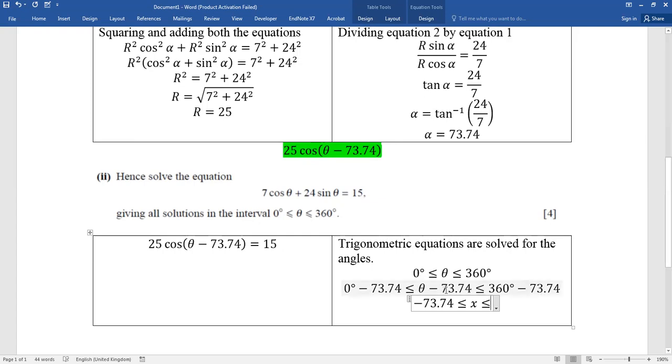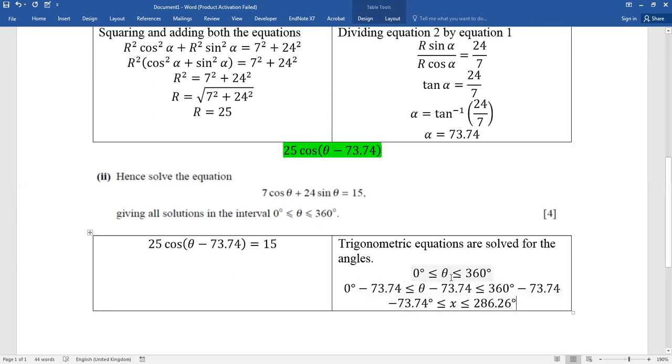So what do you get? What is the range that you get for the new angle? Remember, the new angle is theta minus 73.74. You need to deal with it as one single angle. So what is the range of this angle? Can you subtract 73.74 from 360 and let me know? Negative 286.26. No, not negative 286.26. It won't be negative. If we subtract 73.74 from 360, we get 286.26.